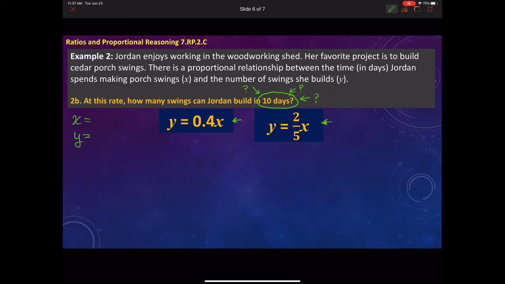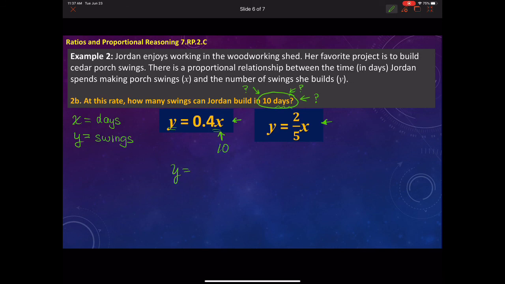So our x is what? Well, it says there's a proportional relationship between the time in days Jordan spends making the porch swings. So x represents days, right? That represents a time value. And the y represents swings. So where should we put 10? Is 10 going to be the y or is 10 going to be the x? Since days represents x, we're going to put in 10 for x.